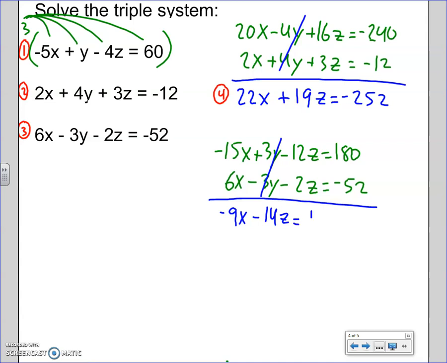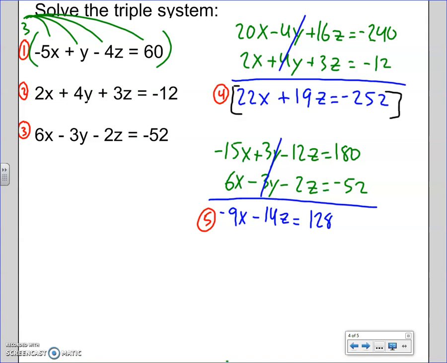That is 128. That's equation 5, I mean. Alright, so the first three equations had three letters. Those three equations turned into two brand new equations with two letters, and now it's just like last time where it's a system of two equations, two variables. I'll make the x's match. I'm doing elimination.